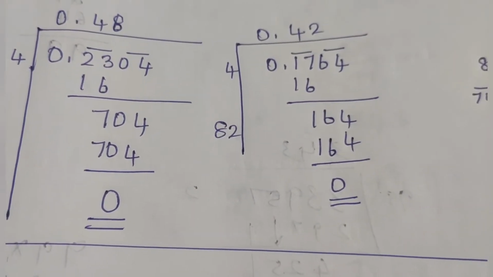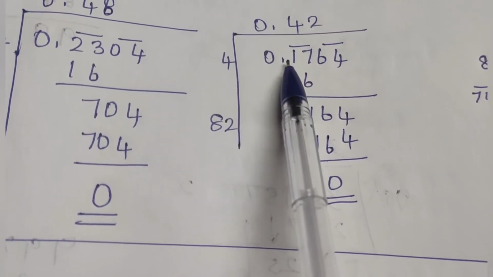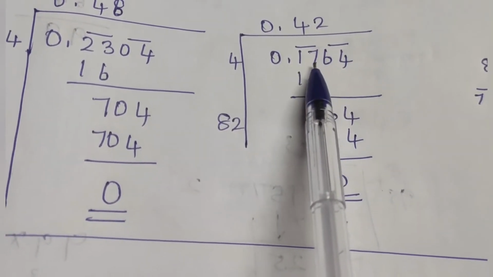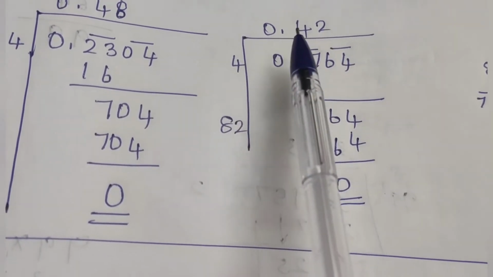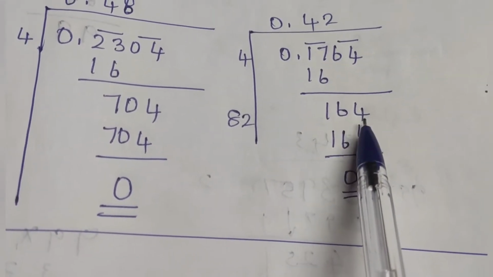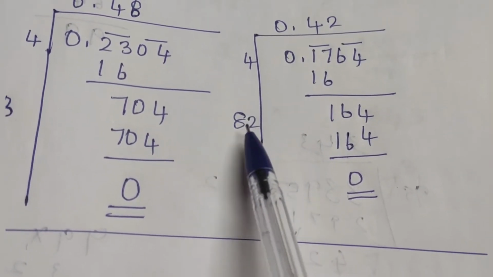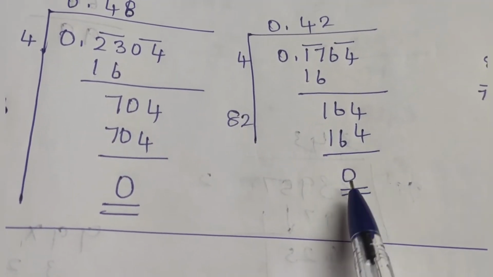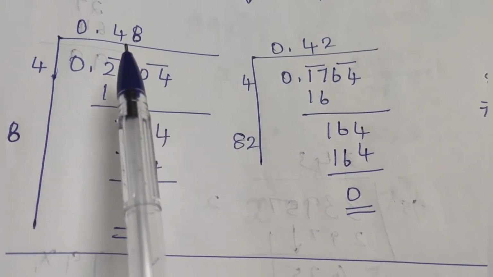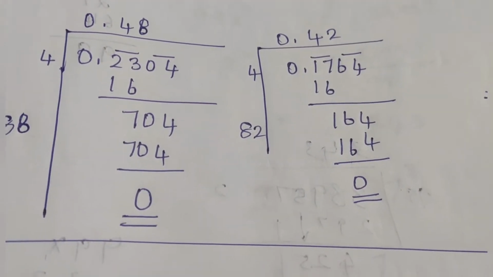And the square root of 0.1764. First I start after the decimal, so put 0 point. Pair the numbers. 17: nearest square is 4 4s are 16. 17 minus 16 is 1. Bring down the next pair, 64. 164. Here 4 plus 4 is 8. I will take 2. 82 into 2, I get 164. On subtraction, I get 0. So the square root of 0.2304 is 0.48 and the square root of 0.1764 is 0.42.